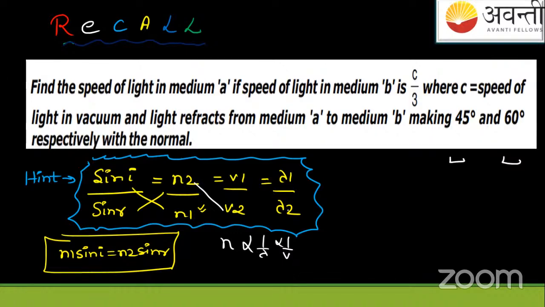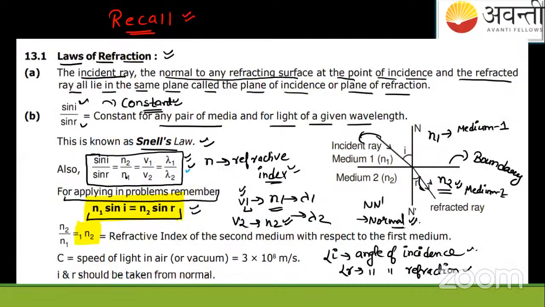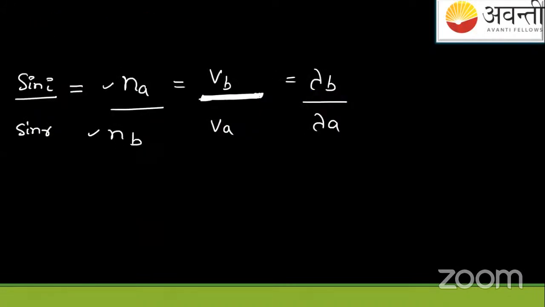Hold on. Hold on, students. So in medium A, they have not given us the velocity, but they have given the angle, 45 degrees. Okay. One more thing we have to connect here: sine of I, sine of R. I is for what? The angle I is with respect to medium 1. So it's medium 1. We'll connect it oppositely.